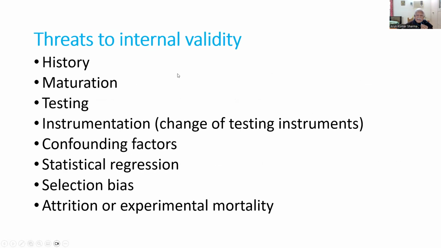Now, threats to internal validity normally arise when you take repeated measurements. You take a measurement before conducting the study and after conducting the study, or you take measurements 3 or 4 times. One is history. History means that with change of time, characteristics of participants themselves are changing.